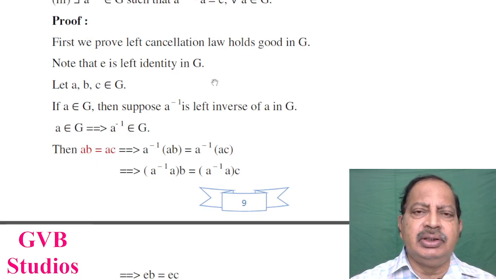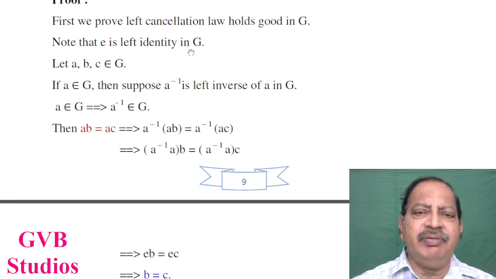To prove that left identity is equal to right identity and left inverse is equal to right inverse, we need one more condition, that is the left cancellation law. So first we derive that the left cancellation law holds good in the semigroup G.